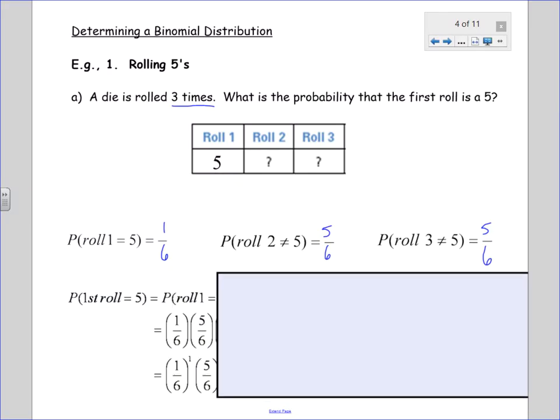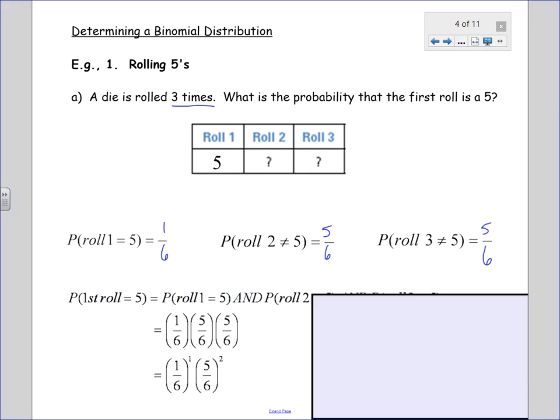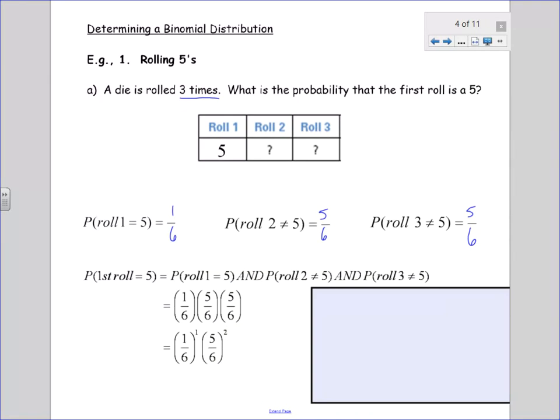So on the basis of that, our probability calculation would be as such. We're interested in the probability of roll 1 being 5 and, that's a critical word here when we're talking about independent trials, roll 2 not 5, and roll 3 not 5. As we've done previously, when we have independent events, we end up multiplying those together. So 1/6 times the square of 5/6.